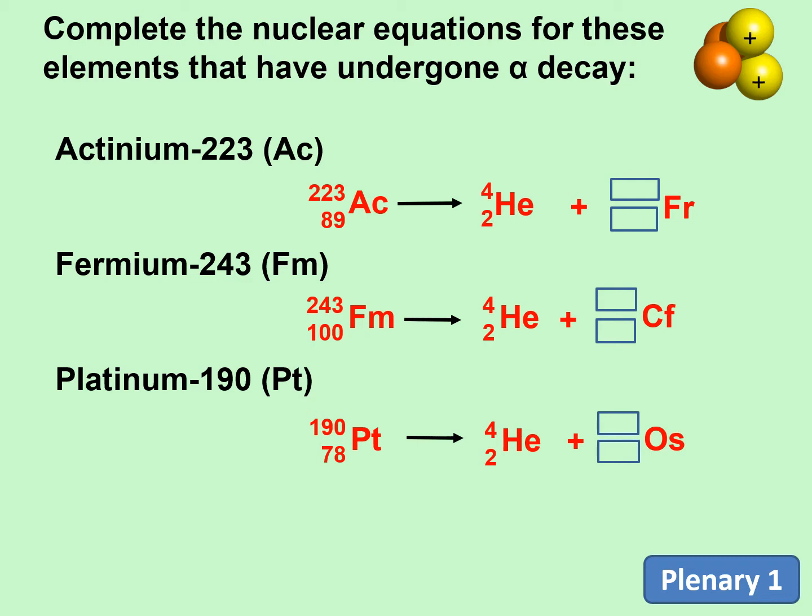So for our daughter nuclei at the top, francium, the mass number will have dropped down to 219. That's 4 away from 223. And of course, the atomic number will have dropped down to 87. Of course, 87 is the atomic number of francium. For the daughter nuclei, californium, Cf, again, the mass number there is 239 and the atomic number 98. Hopefully you're getting the hang of this by now. Osmium, unstable isotope of, again, mass number 186 and atomic number 76. So just check your answers on them. Hopefully you were okay. So that's alpha decay.